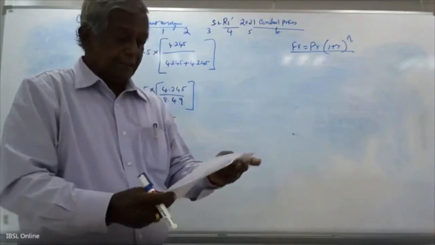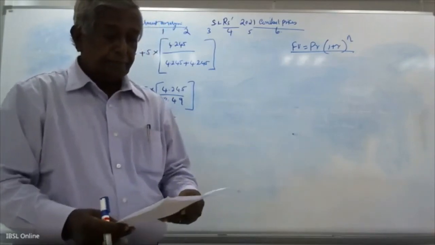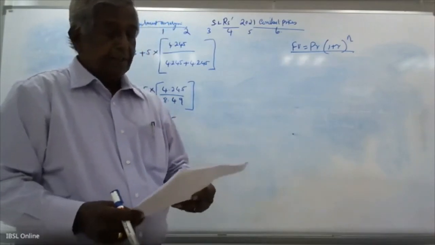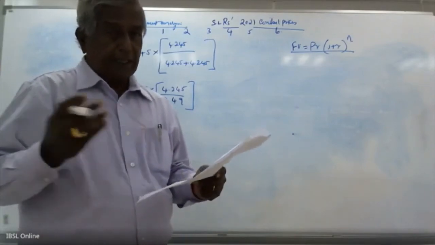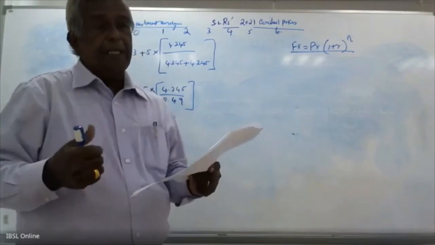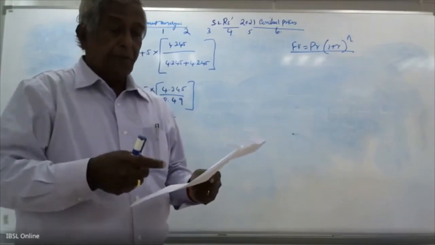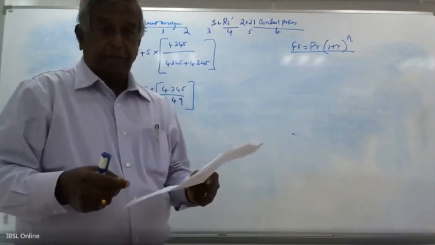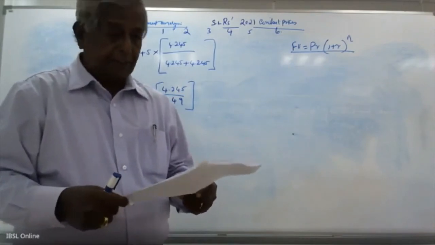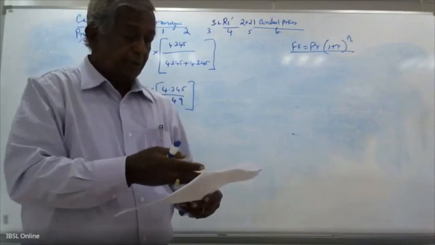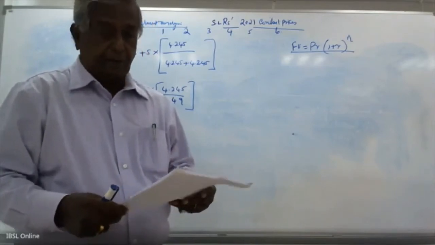Question number 3, which we have done here. Right. Then question number 4. Actually, you may get one question from this time value of money. It may be a problem solving, a sum solving, or it may be a theory question. Now, your question number 4 is a theory question.